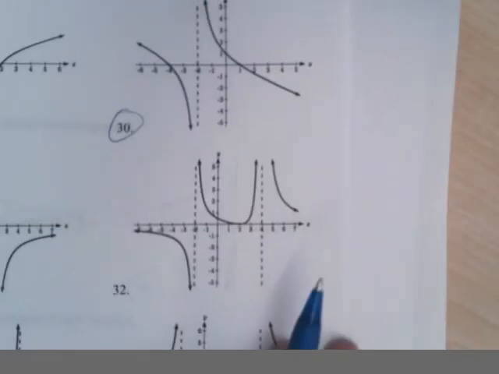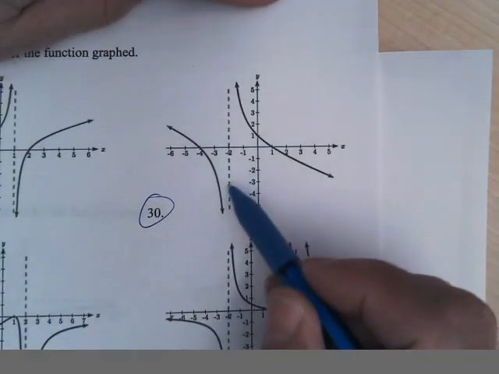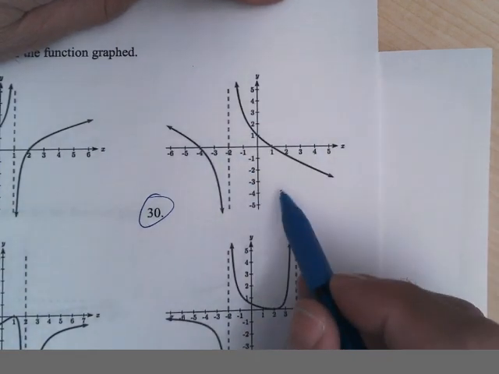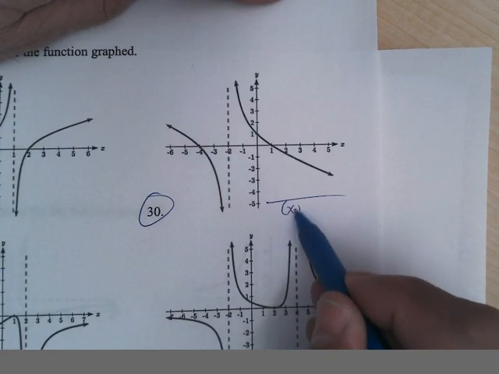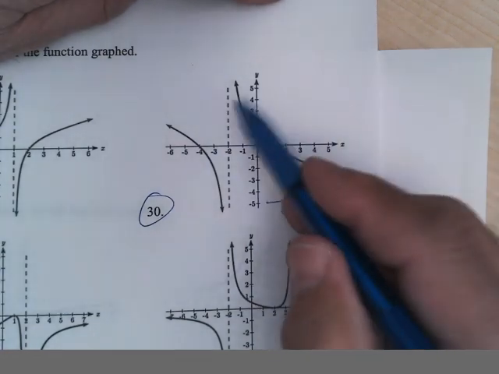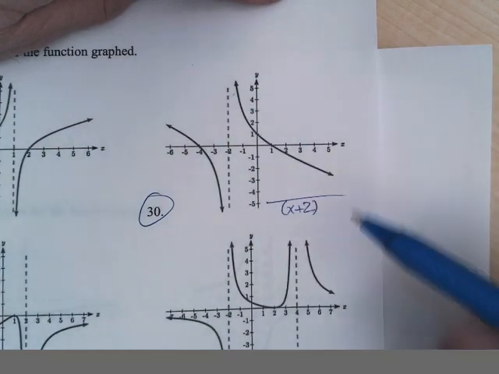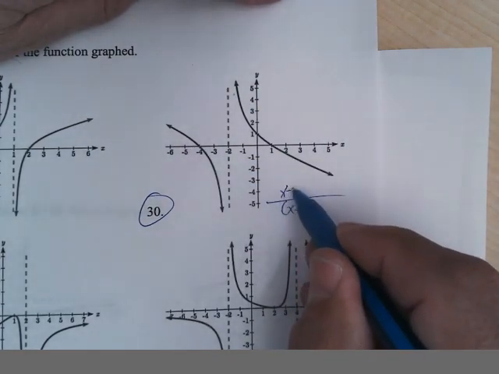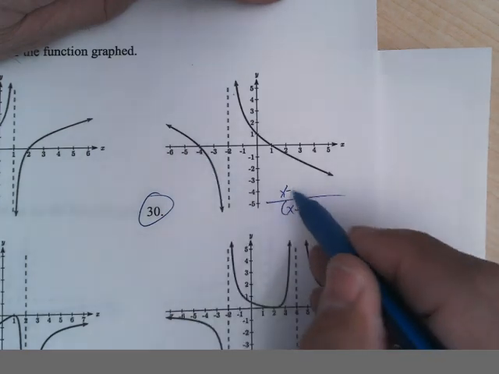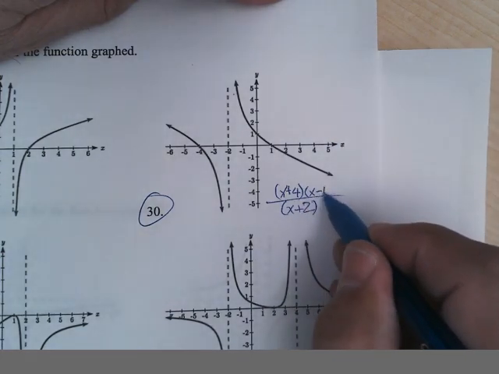Okay, let's go to 30. Now, this one's got less to it. It's got a vertical asymptote at minus 2. So the denominator would have to have an x plus 2, either a single or a triple, because they go in opposite directions. And in the numerator, it crosses at x equal negative 4, so we've got to go x plus 4. And it crosses at 1, so we have to do an x minus 1.